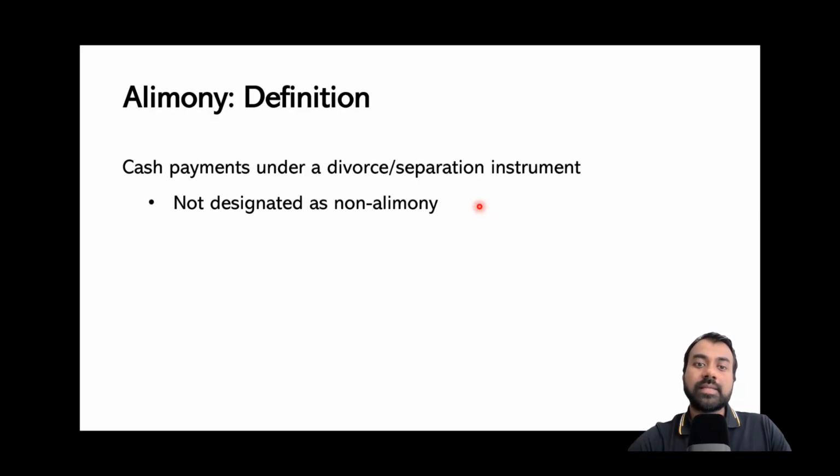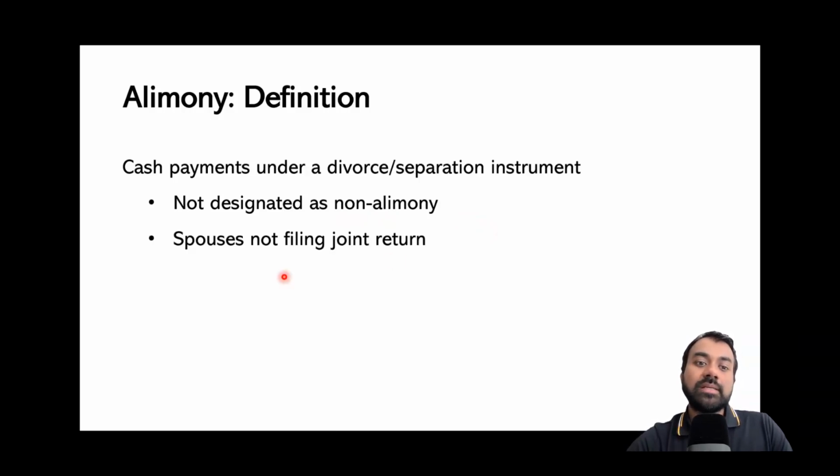So, if something is designated as non-alimony, then even though one spouse is making another spouse a payment, because that's designated as non-alimony, it's not alimony. Again, it should be obvious, but they are just trying to be comprehensive here.